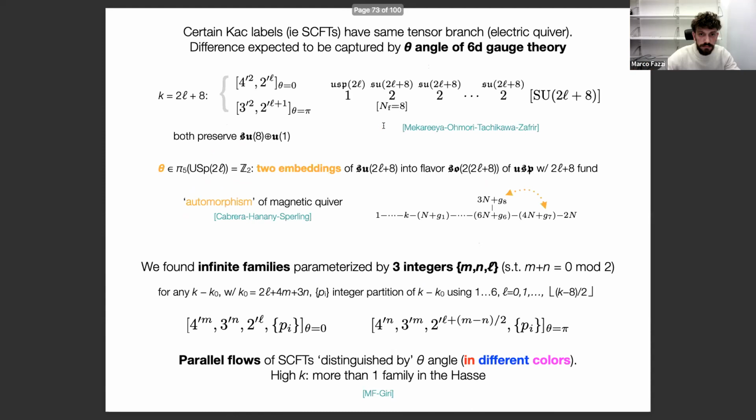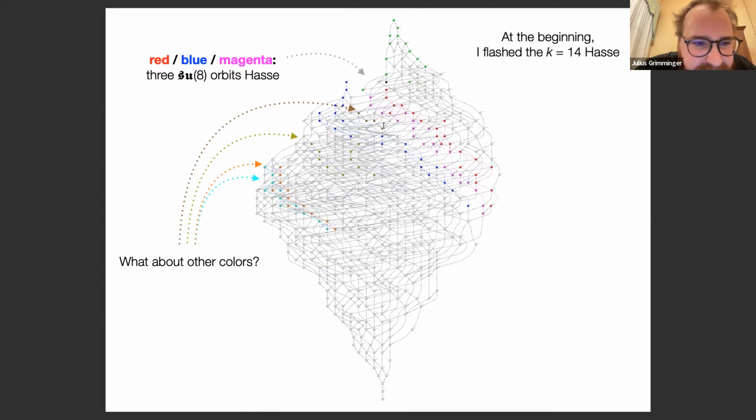Okay, so the green, the red, the blue, and the magenta. Those are like SU8 or SL8 open orbit Hasse diagrams. Then you have two brown, which are parallel to each other. Can you see them here? Oh, amazing. Cool. I can actually zoom.